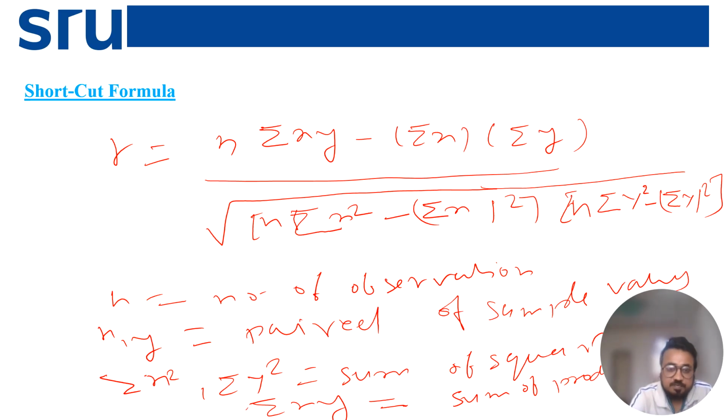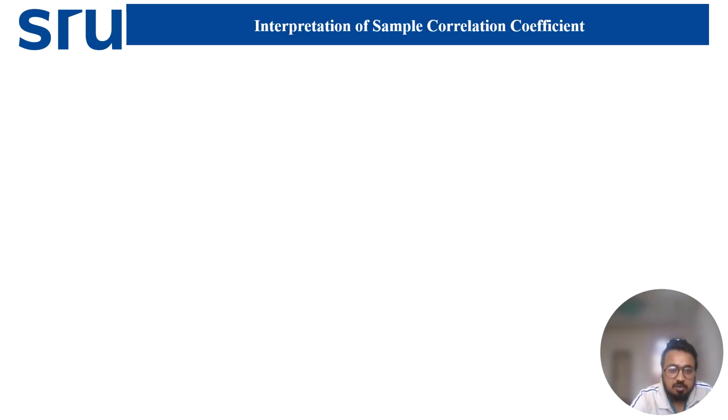So now we will discuss the range of the Karl Pearson coefficient. What is the range? The range of the Karl Pearson coefficient is that r lies between -1 and 1.